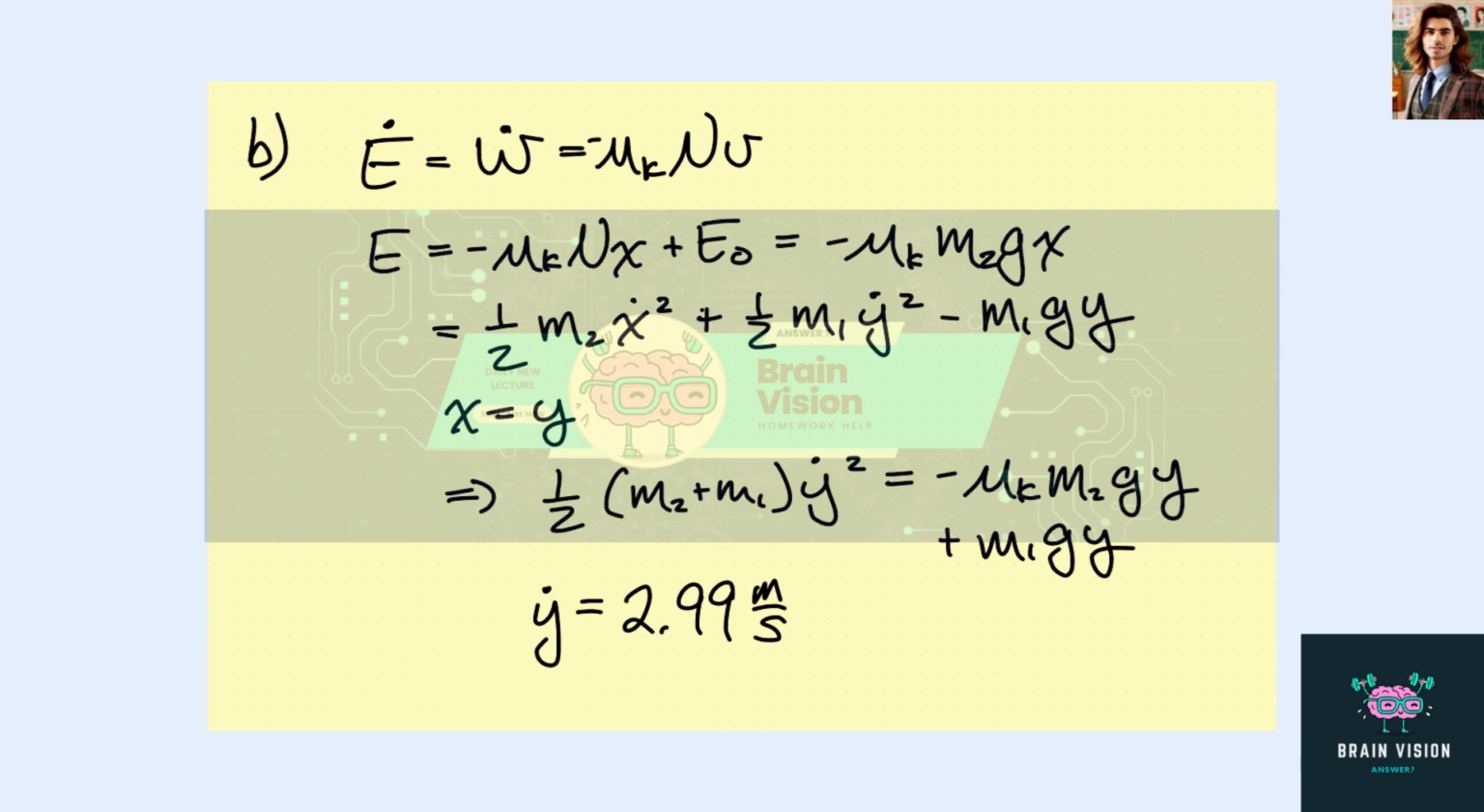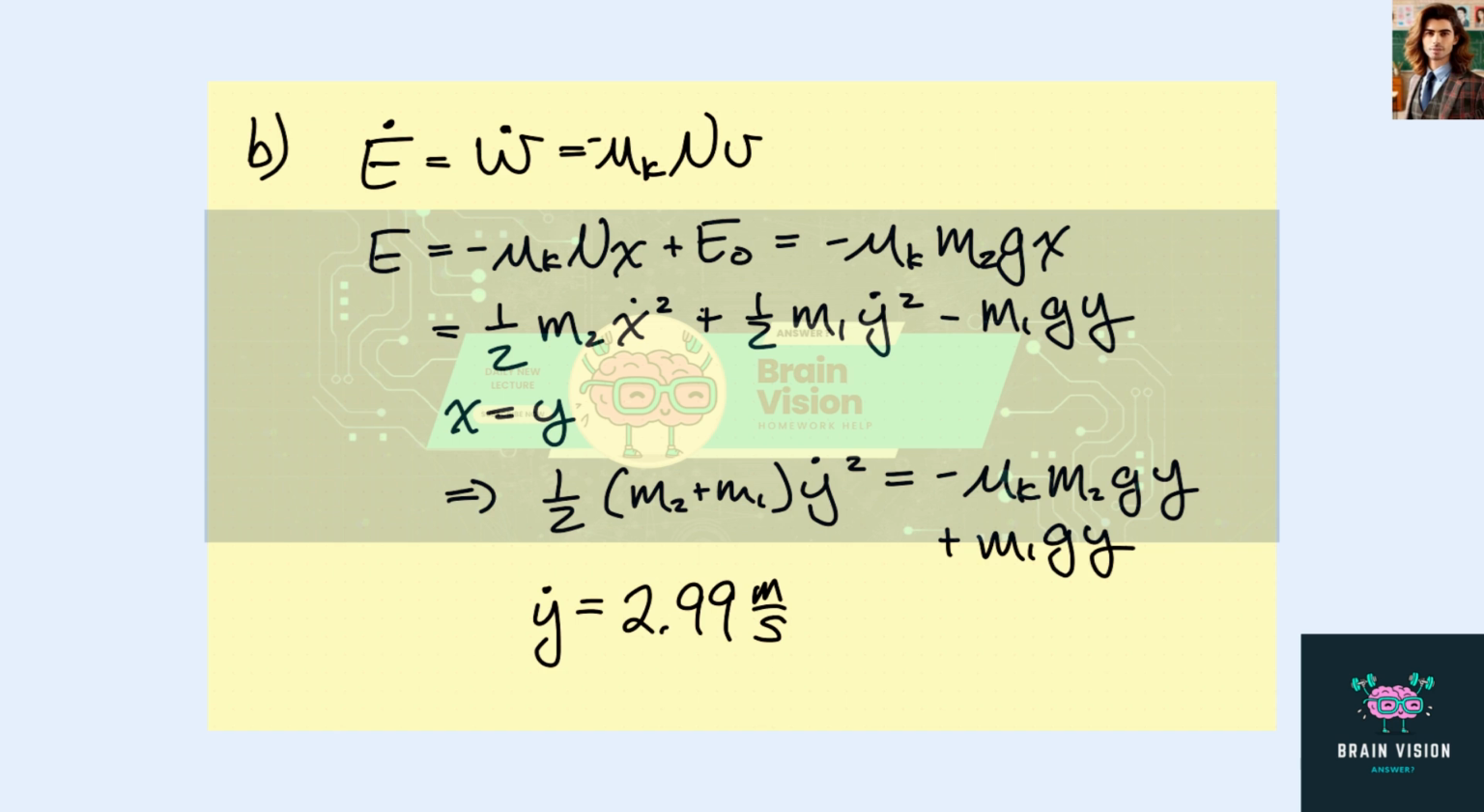And then we have the kinetic energy later on. So the kinetic energy at the time when the bucket has dropped 2 meters, we have the kinetic energy of the box, the kinetic energy of the bucket, and then the change in potential energy in the bucket. Now, because the cable is inextensible, we can assume that x equals y, so that the distance that the box moves has to be the same distance that the bucket falls.